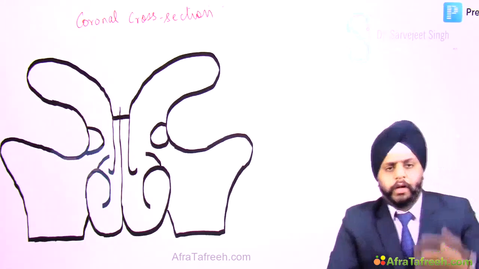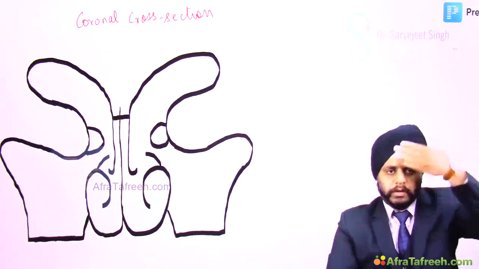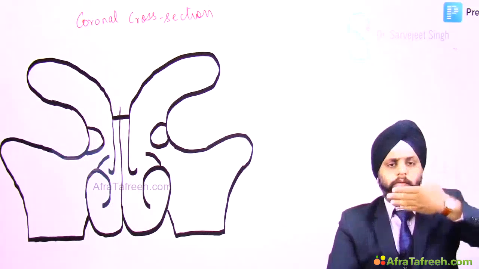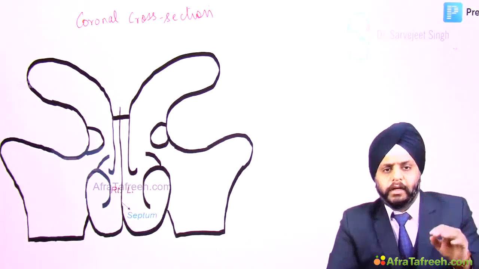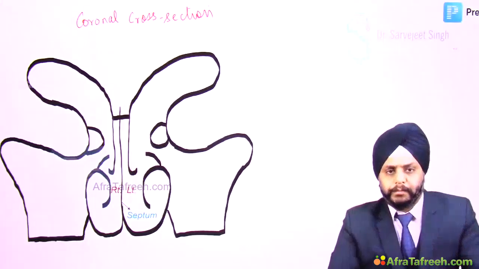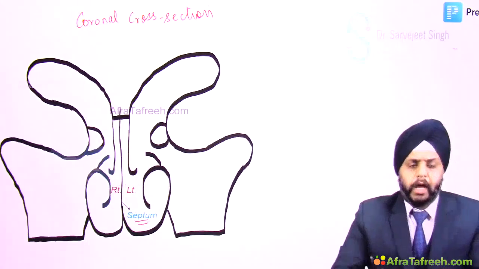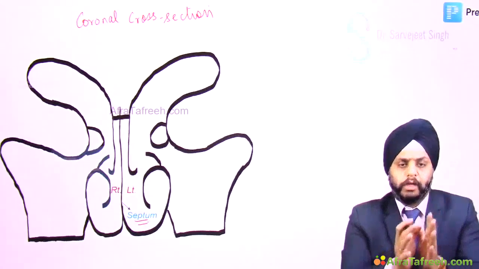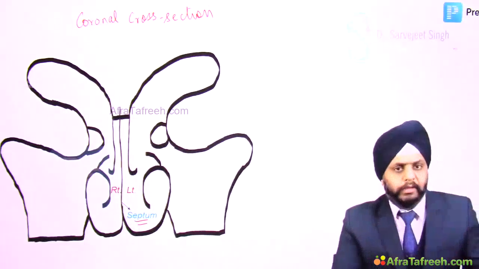So what do we see over here? A coronal cross section has been taken like this, so this is the coronal plane. We have cut through the nose and the sinuses, and right in the center we have the nasal septum. It is dividing the nose into two nasal cavities, right and left, as we discussed earlier.